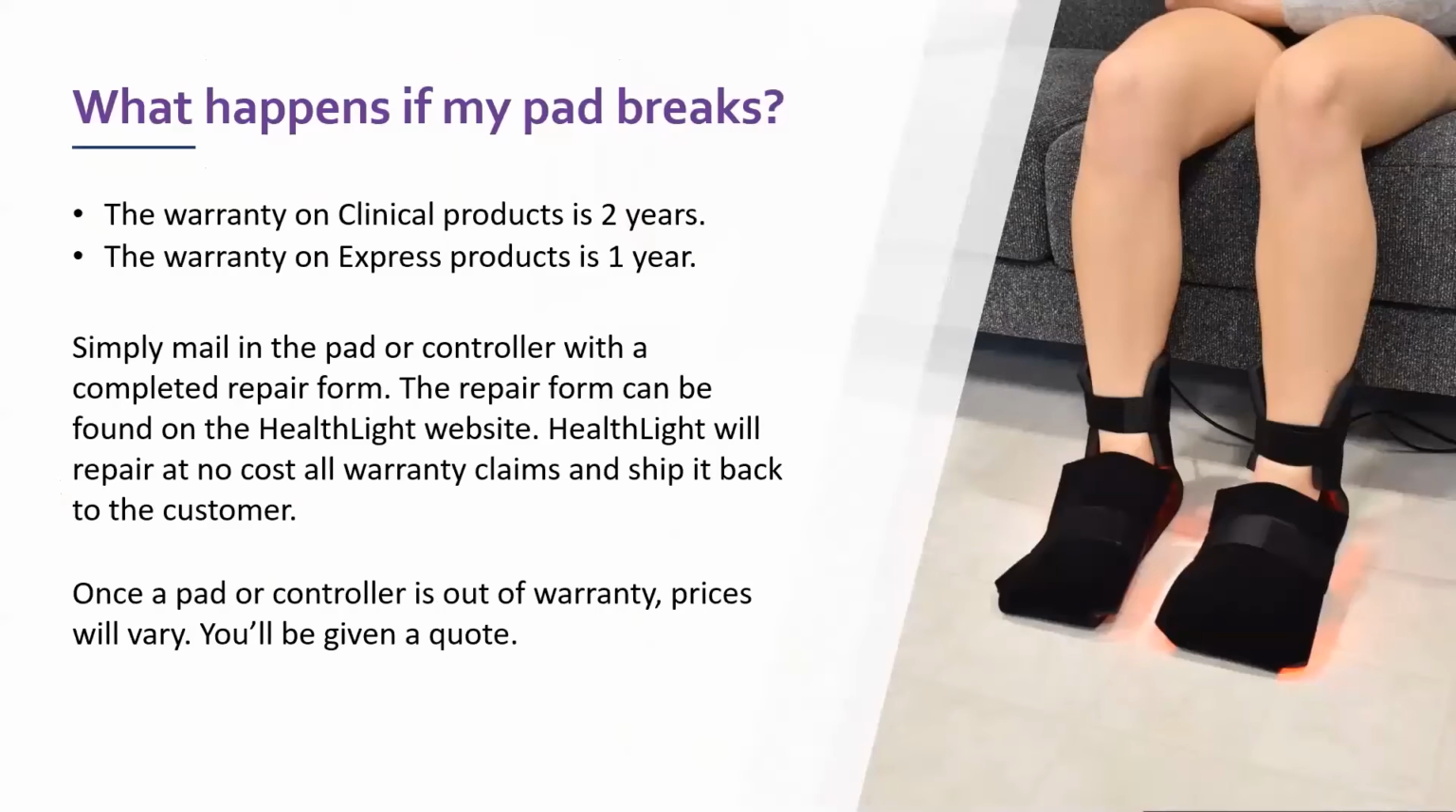So what happens in the unlikely event of a pad breaking? On the clinical line, there's a 2-year warranty. On the express line, there's a 1-year warranty. All you need to do, or all your patient needs to do, is simply fill out the repair form that's on the website and mail it back in for us to take a look. We'll repair or replace it under warranty. If it's out of warranty, we'll quote a price for the repair, and that can be authorized before we do any work.